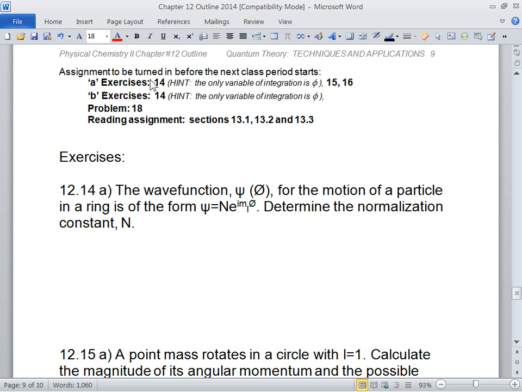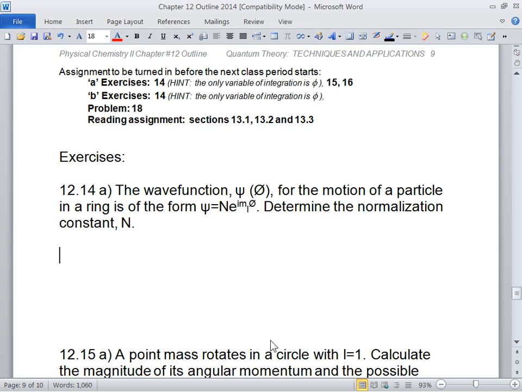Here's a hint. All right, we're doing exercise 14. Hint, the only variable of integration is phi. Well, let's see what the question is. The wave function, psi of phi, for the motion of a particle in a ring is of this form. Determine the normalization constant.